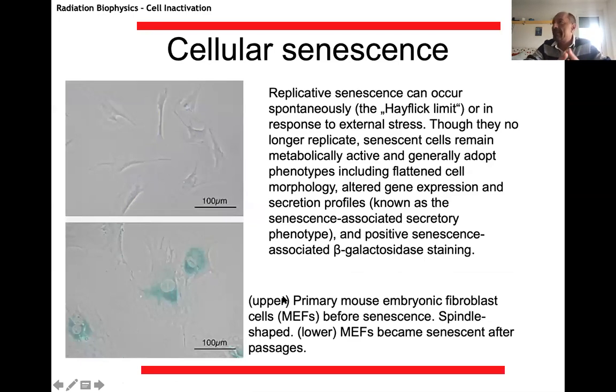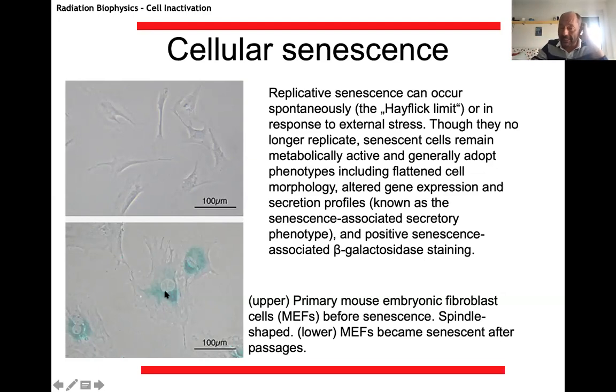Cellular senescence instead has a different origin. You see here the staining with beta-galactosidase. These are normal cells in vitro. These are primary mouse embryonic fibroblasts. You see their shape is kind of spindle, long, like fibroblasts should be. Fibroblasts are the cells of the connective tissue.